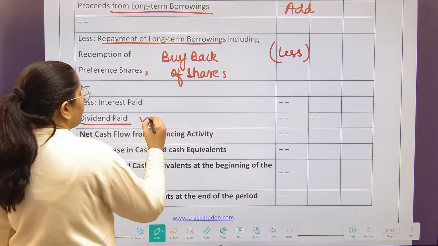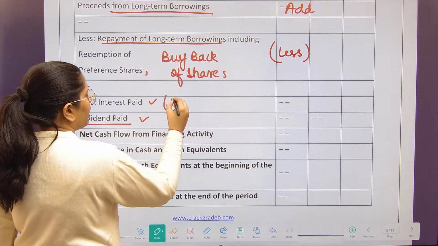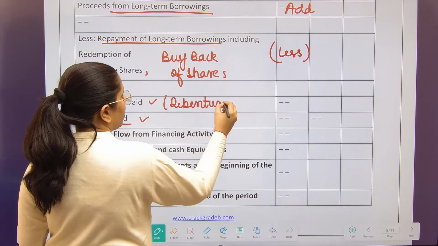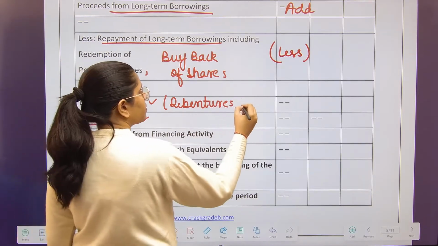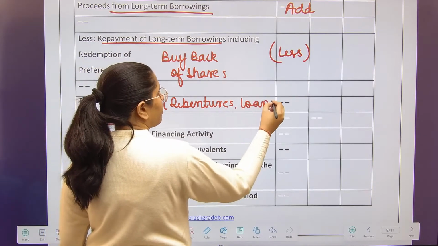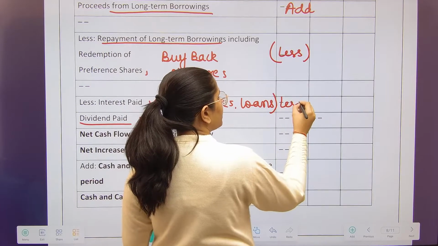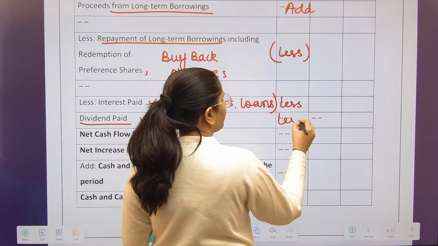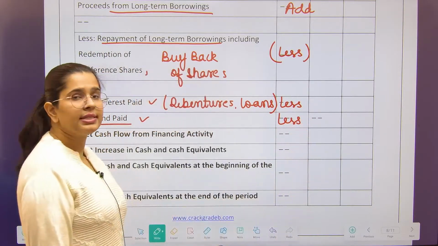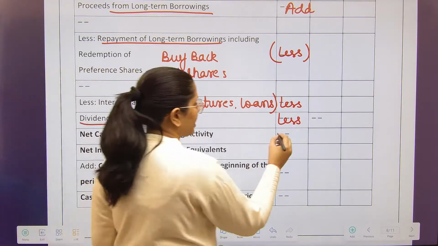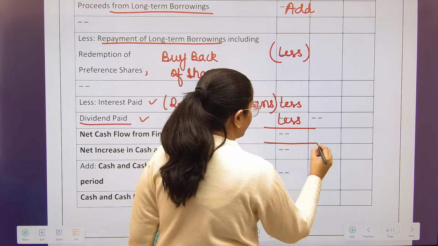So any dividend paid, any interest paid on debentures, loans, any public deposit, anything that you are paying, this means the money is going out of your pocket and you will deduct it. Less, right? So net cash flow from financing activity you will get.